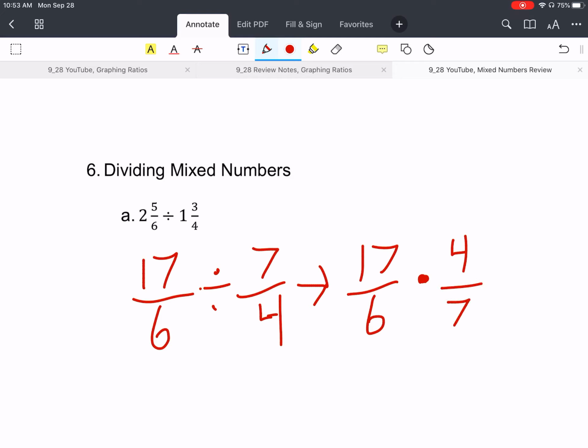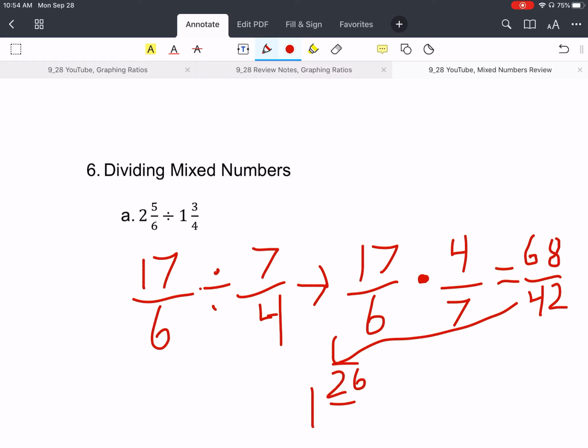And that is going to leave us with 17 times 4, which is 68, over 6 times 7, which is 42. We're going to convert that back into a mixed number. I know that 42 can fit into 68 one whole time, and that there are 26/42 left over. Those are both even, so I'm going to simplify that to 1 and 13/21.